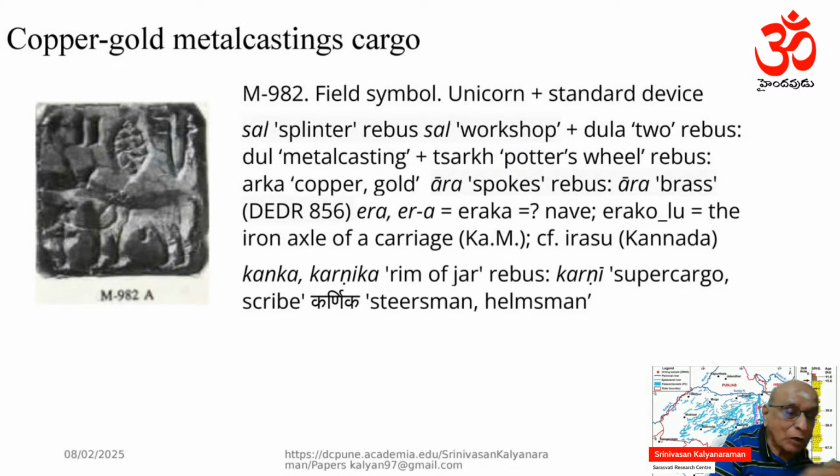We'll look at one more inscription. M982. The field symbol is a unicorn, the famous unicorn. It's got a double sack on its shoulder. What's a double sack? Kantala. It's a double sack. Kantala means maritime. Kantala means boat. So what it is indicating is a maritime boat.